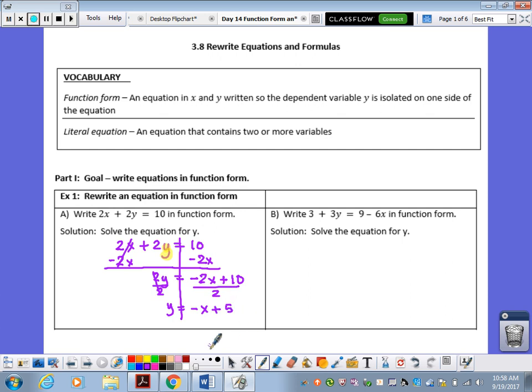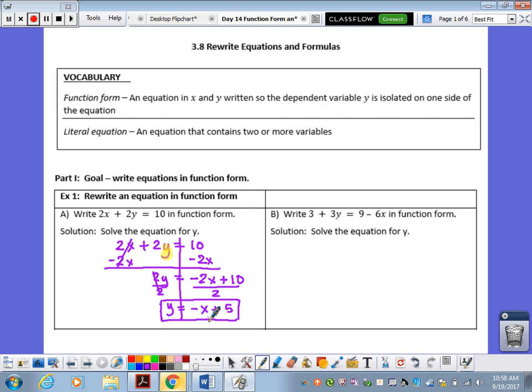You've just taken the equation that was originally given as 2x plus 2y equals 10, and you step by step gotten y isolated to one side, which is known as function form. Y is dependent on x.